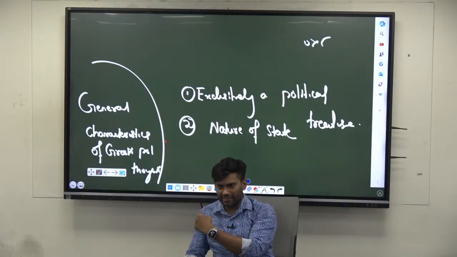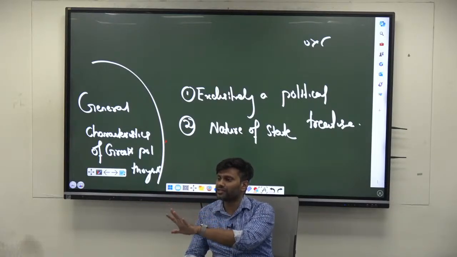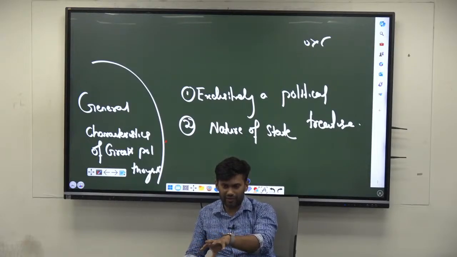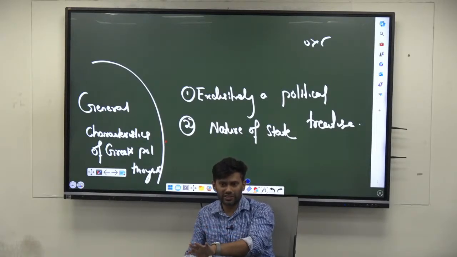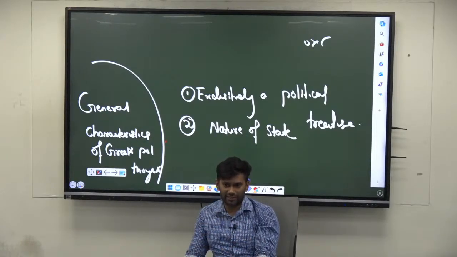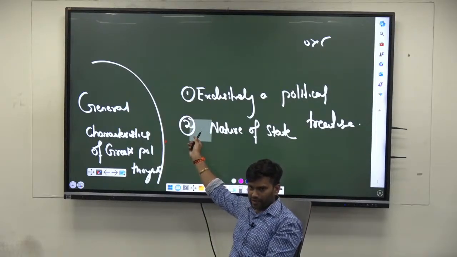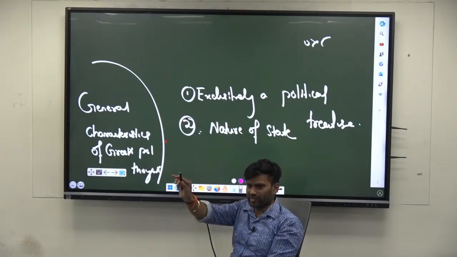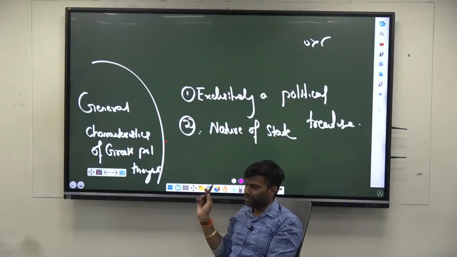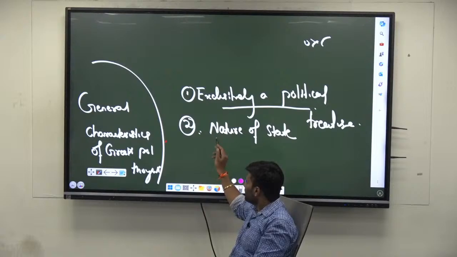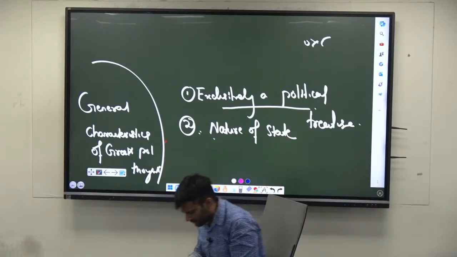So if you take the Greeks, Greeks largely speak about the nature of the state, how the state came into being, how the state should function, what should be the duties of the state, etc. That is the second important feature. Once you read the general characteristics, then you go specific, what Plato has told, what Aristotle has told. But in general, what is one? Exclusively it is a political treatise. Second one, what? Nature of the state.